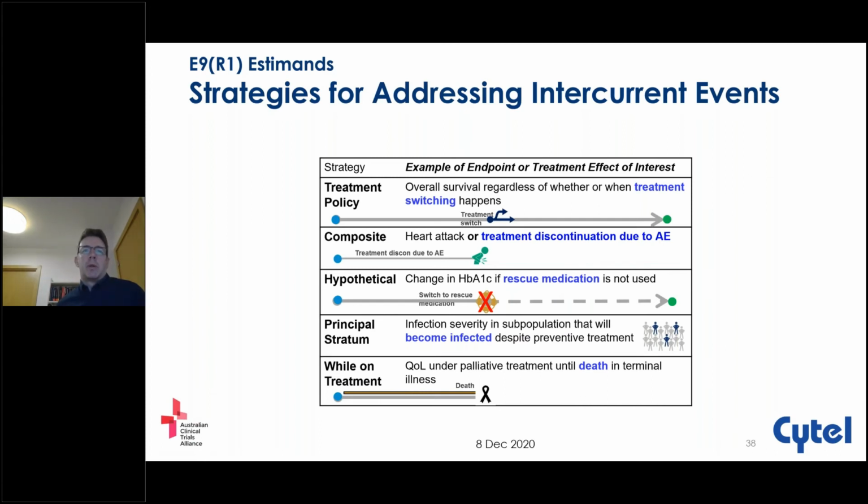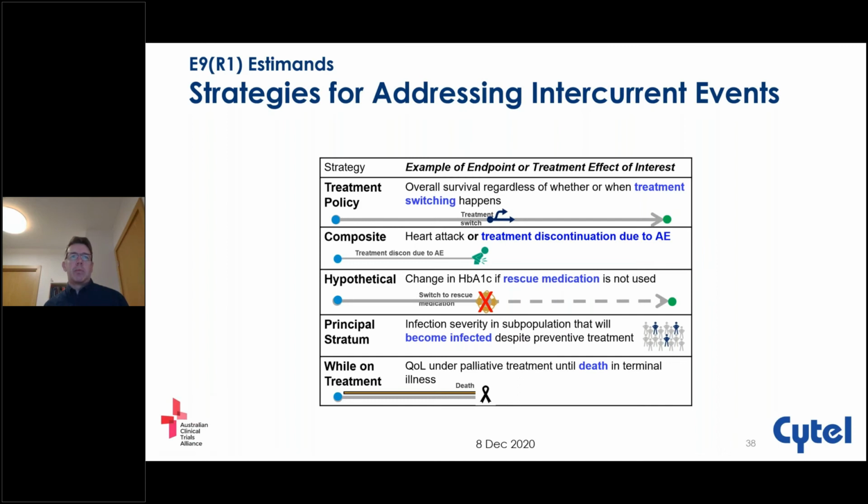However, there are composite strategies. An example there is a heart attack or treatment discontinuation due to AE. So it's one thing or another thing happening. A hypothetical strategy, for instance, is something like the change in the endpoint if rescue medication is not used. And so the question then is, how would you estimate that? And that's actually relatively complicated. The principal stratum approach, which is a definition of an endpoint in a predefined subgroup of patients. So the example here is infection severity in the subpopulation who will become infected despite preventative treatment. And then the while on treatment.